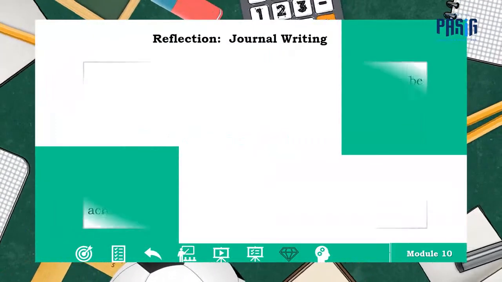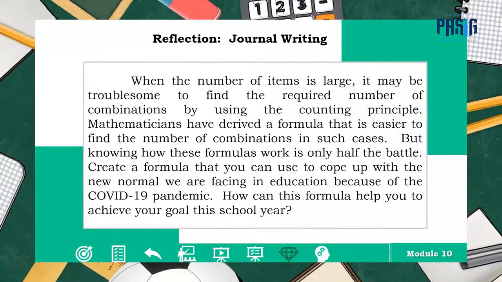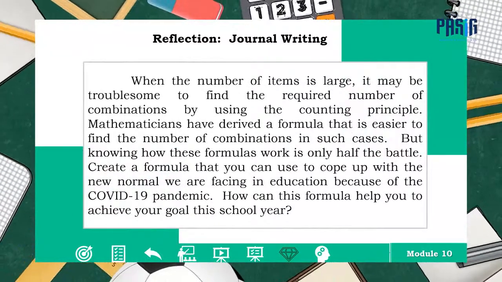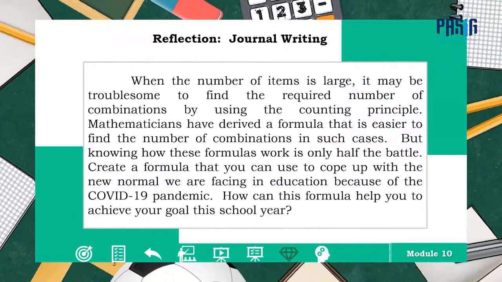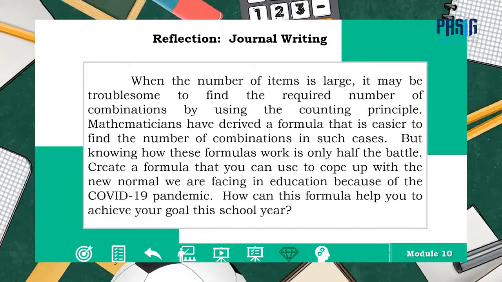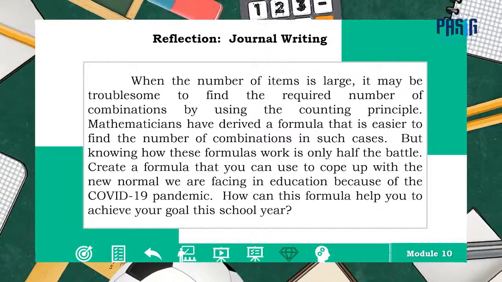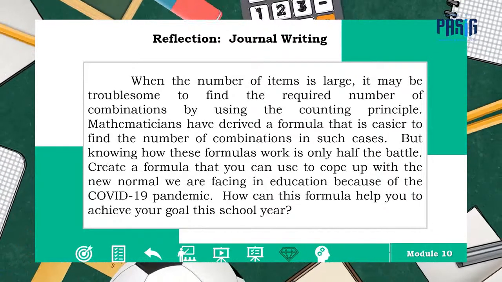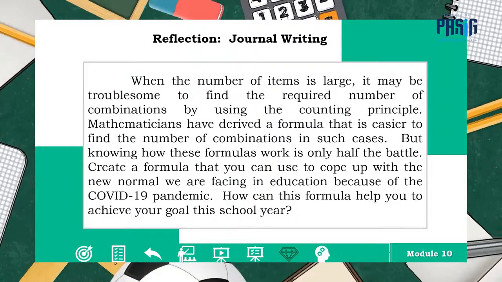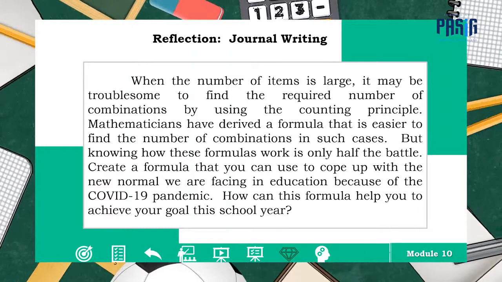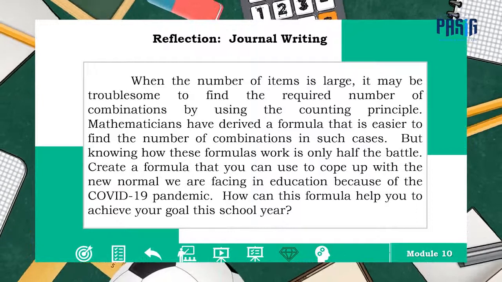Valuing. When the number of items is large, it may be troublesome to find the required number of combinations by using the counting principle. Mathematicians have derived a formula that is easier to find the number of combinations in such cases. But knowing how these formulas work is only half the battle. Create a formula that you can use to cope up with the new normal we are facing in the education because of the COVID-19 pandemic. How can this formula help you to achieve your goal this school year?